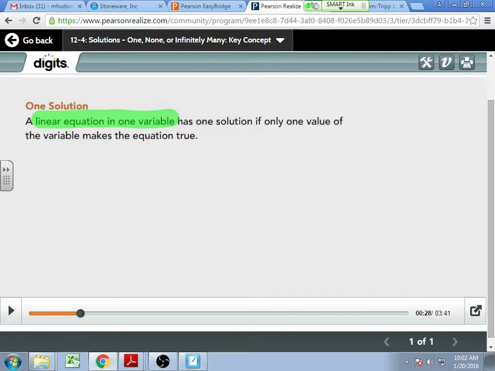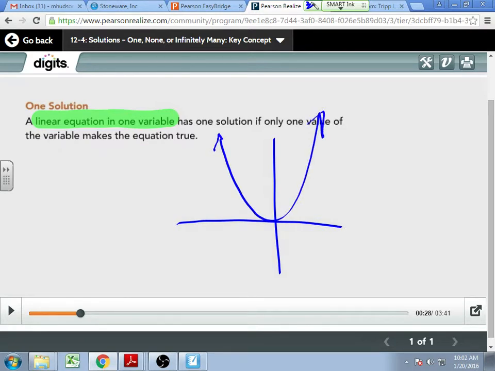Anyone know other types of graphs? Non-linear graphs? There's a graph that on your XY axis would look like this. A parabola. There's also graphs that would look like this.